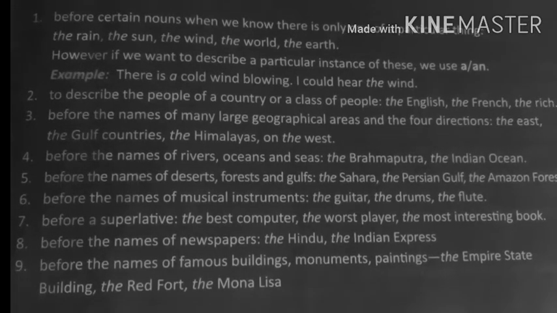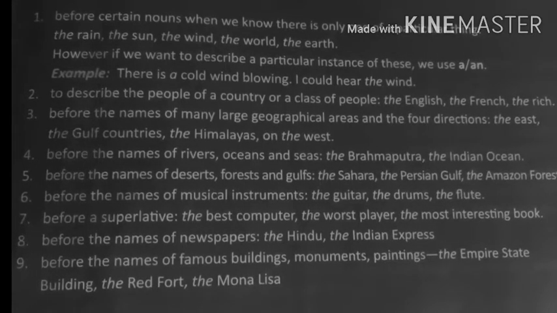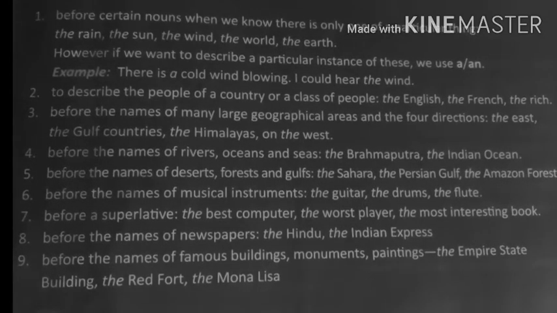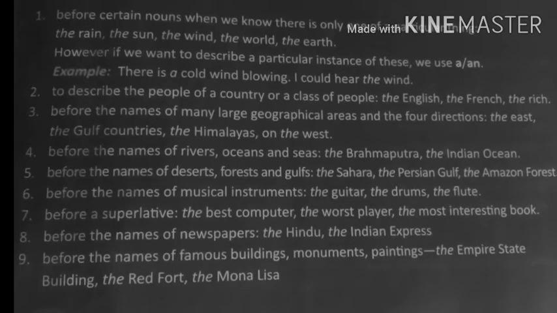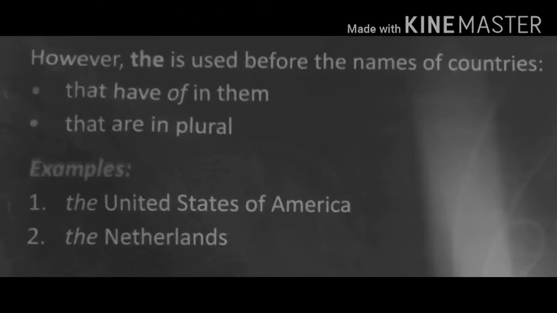The is also used for the names of famous buildings, monuments, paintings, as I had given the example earlier, like the Taj Mahal, the Empire State Building, the Red Fort, the Mona Lisa. If you know some more examples, you can write down in the comments. However, we must also remember that the is used before the names of countries which have of in them or which are in plural form, like the United States of America. Can you see the of in it? Yes. And one more is the Netherlands.